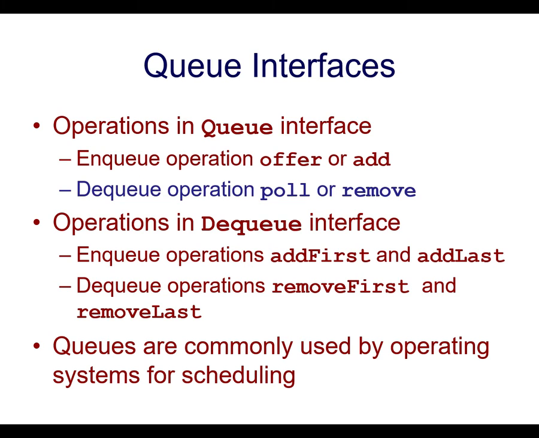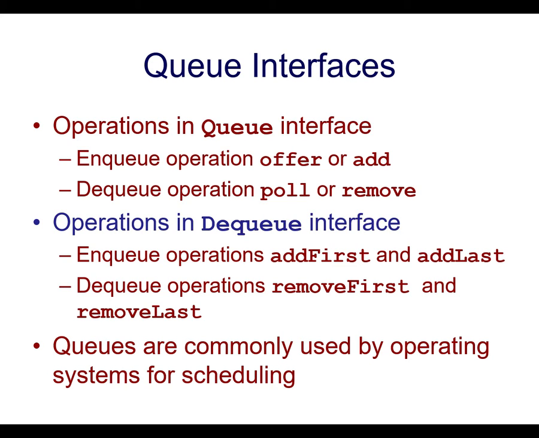The second of these operations is the dequeue operation that removes an element from the queue. It too has two methods that implement it, which are poll and remove. The only difference between these two methods is how they handle the case when the queue is empty. The poll method returns a null in that case, whereas the remove method throws the no such element exception.